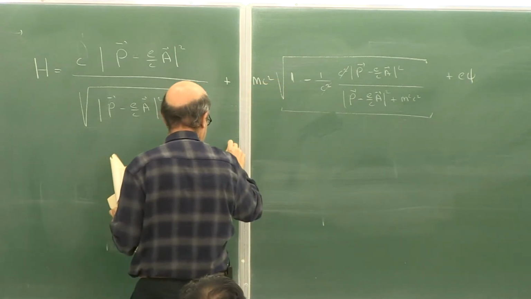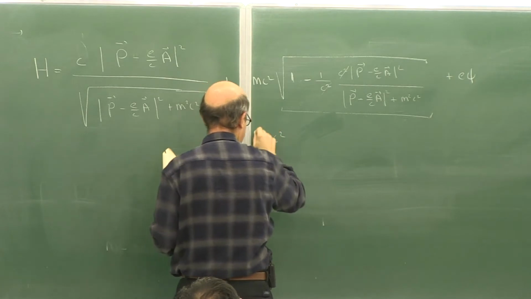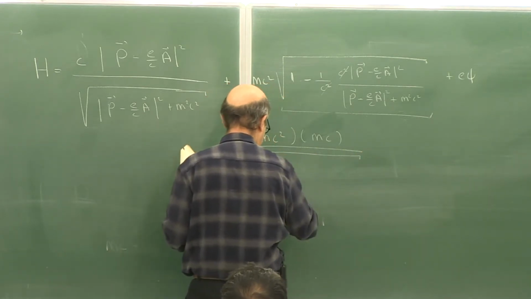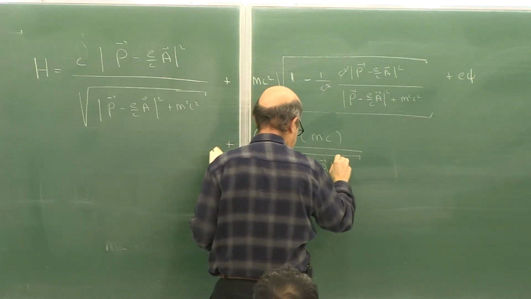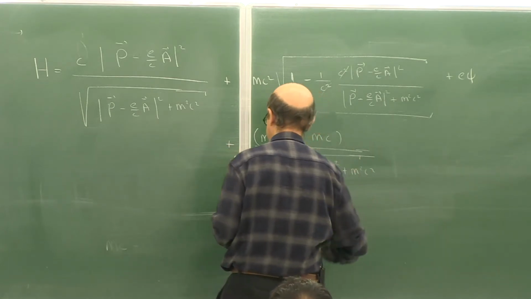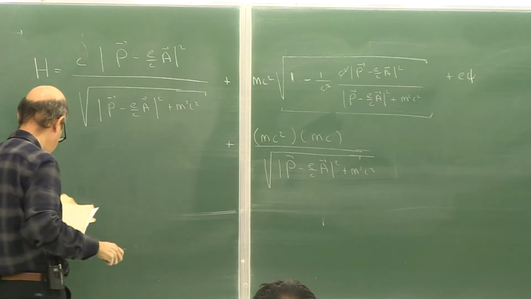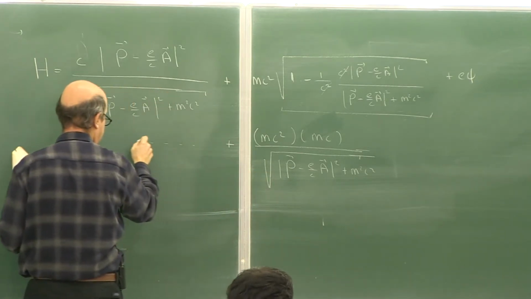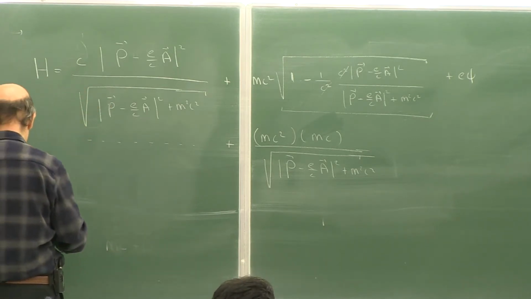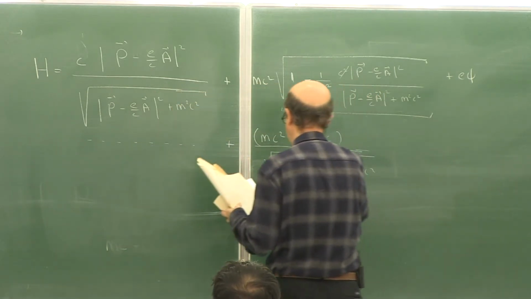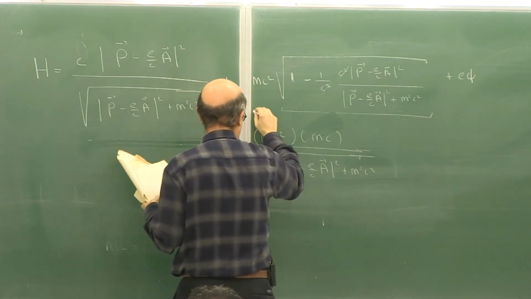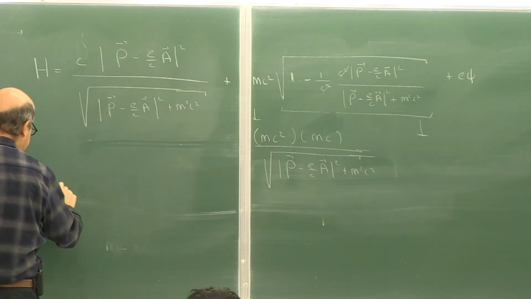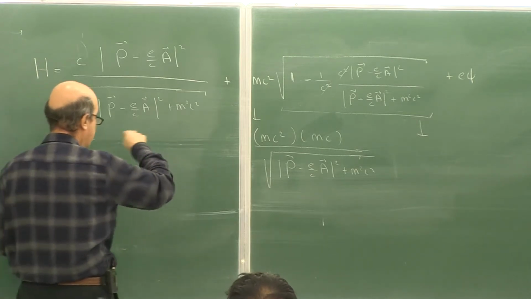So the bottom line is the following. This term will be MC square times MC divided by square root of P minus E over CA square plus M square C square. And we have the same here, so these terms are the same. Basically let me say instead of this we can write this whole term. So the bottom line is the following. Hamiltonian will be what? This is M square C cube.